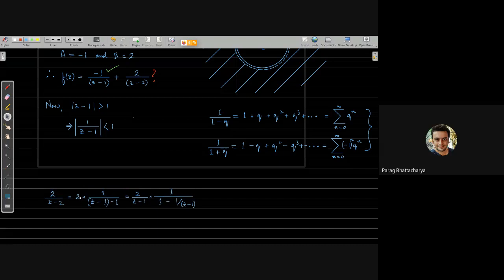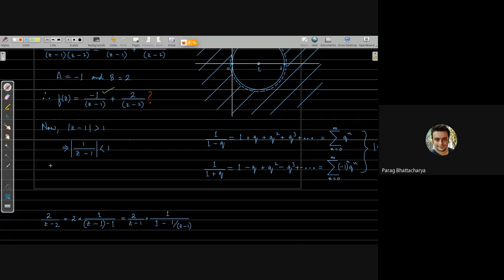So now we have this one, right? If we let q equals 1 by z minus 1, that is, this entire quantity is your q, then you look at this condition here. So we have, this entire thing I call it q, either this or this. Now which one are we interested in? We are interested in this one, that is 1 by 1 minus q. That's what we're interested in. 1 divided by 1 minus q. And what is this q? This q is 1 by z minus 1. This is what we're interested in.